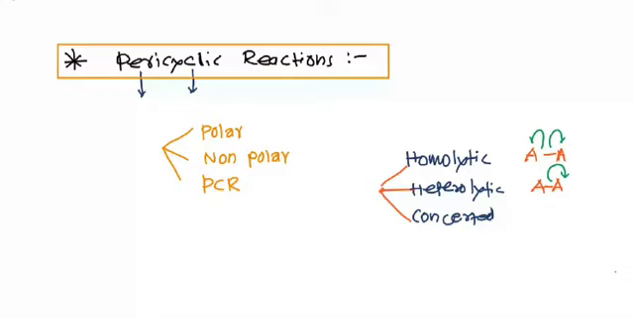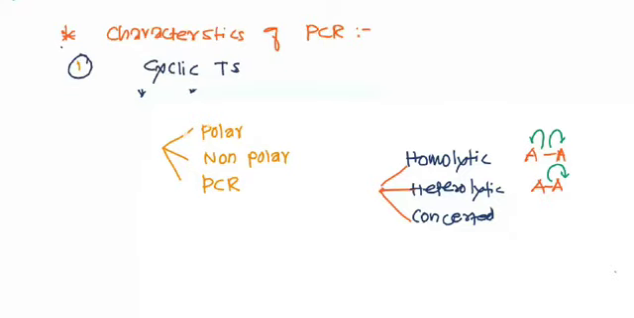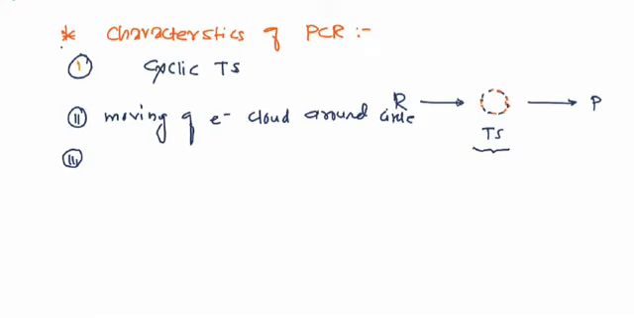So basically concerted is nothing but bond breaking and bond making taking place in a single step. That type of process is called a concerted mechanism. Pericyclic reactions are generally reactions that proceed via the concerted mechanism. The third important property of pericyclic reaction is a concerted mechanism. These are the three important properties of the pericyclic reaction.